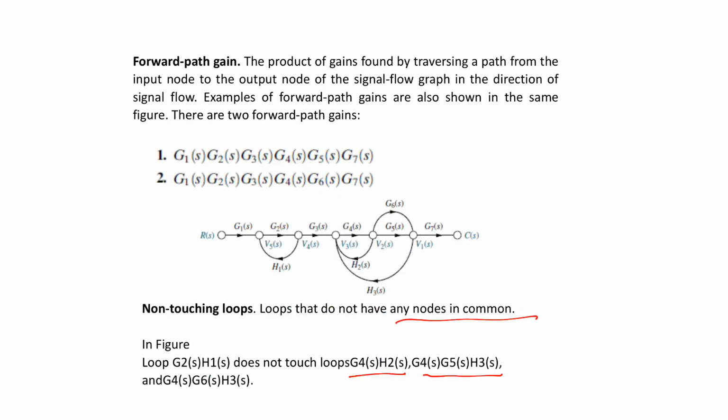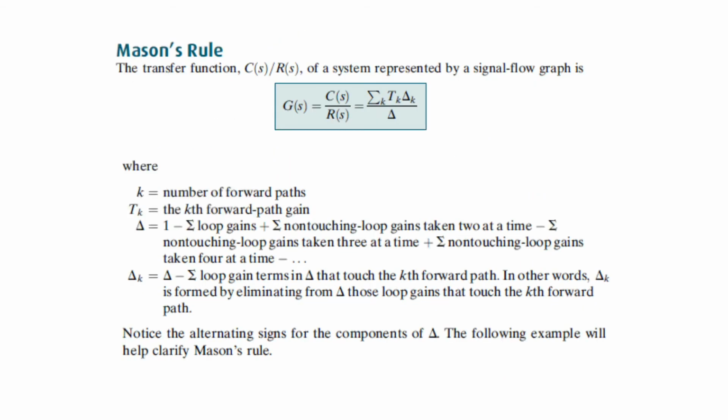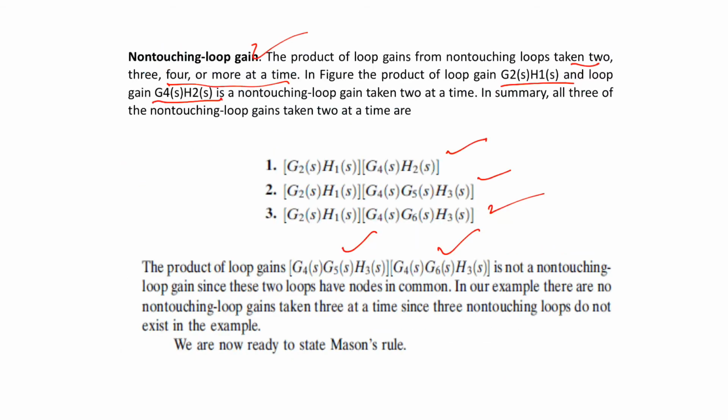Let us suppose that we have the gains G4 G5H3 and G4 G6H3. These are not non-touching since the 2 nodes are common. So we have to find the type of loops which don't have any node in common. Like you have the 2 non-touching loops, like you have this one, and all others are not connected to this one. So these come under the category of 2 non-touching loops.